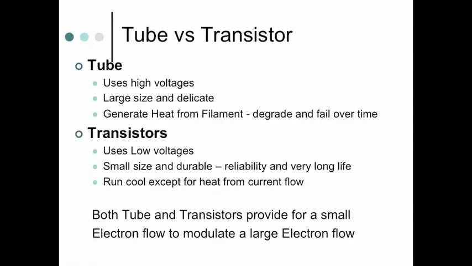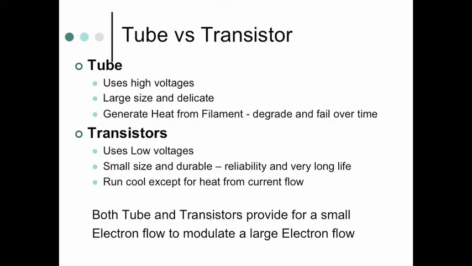Let's look at some of the positive and negative qualities. Tubes use high voltage, large size, delicate, generate a lot of heat from the filament, and fail over time. Because of that heat that's generated, it'll eventually break down and not work. Where transistors use low voltage, small sizes, very durable, very reliable. You can drop them, they're fine.